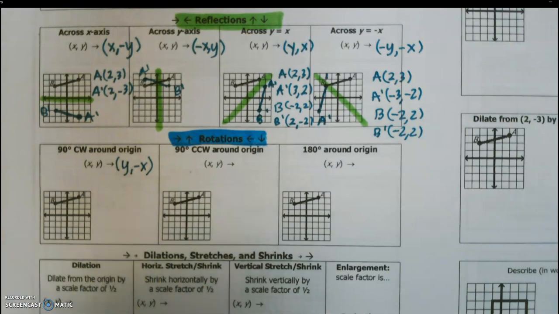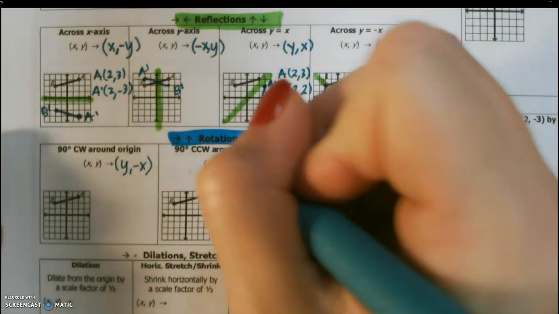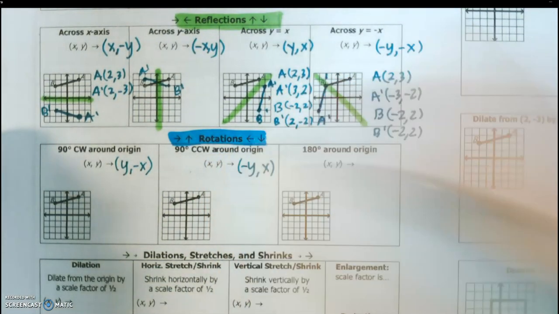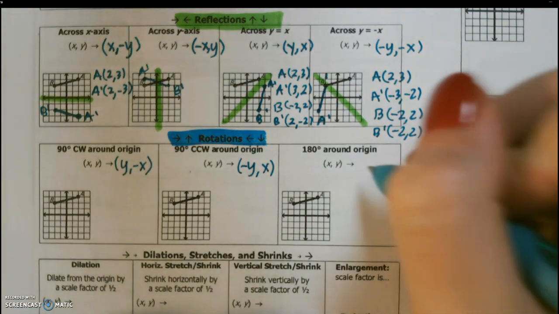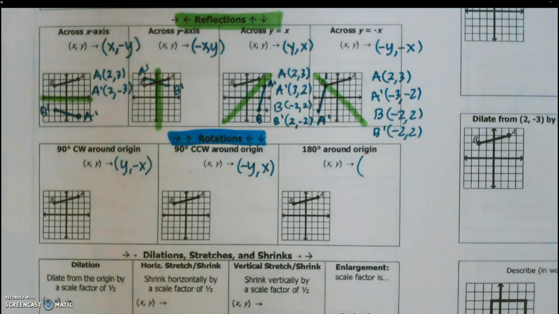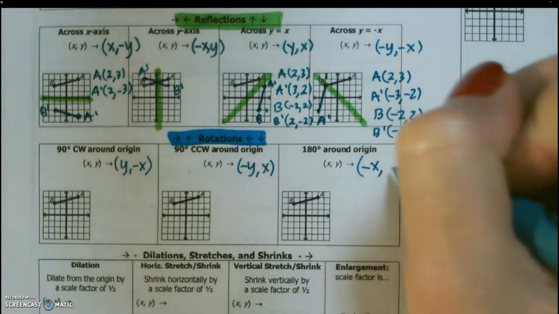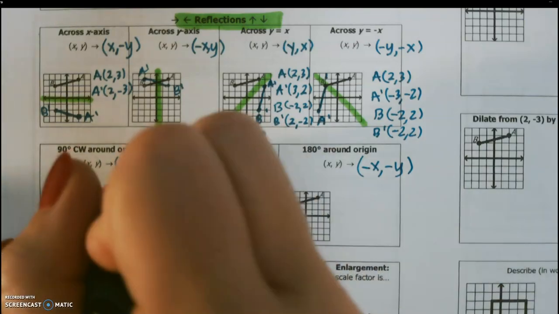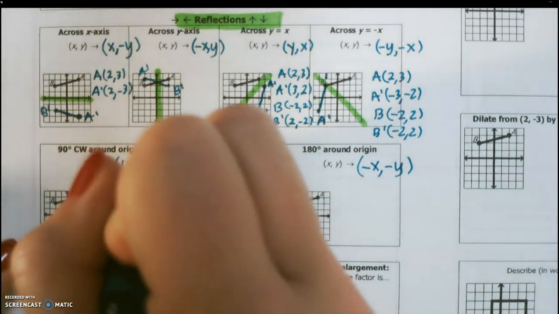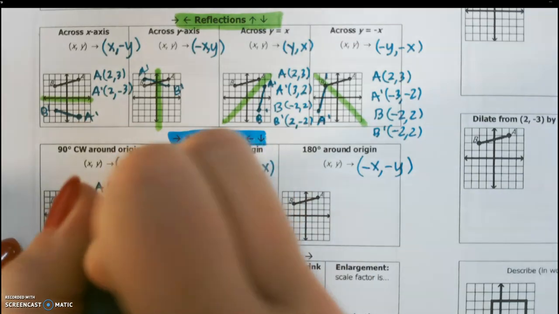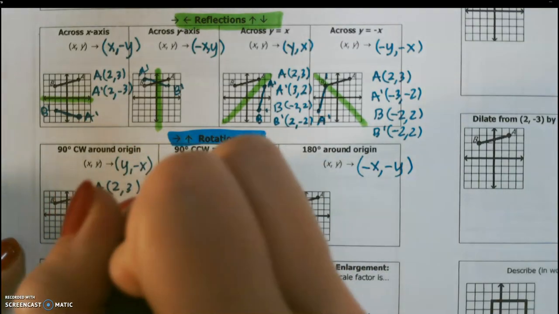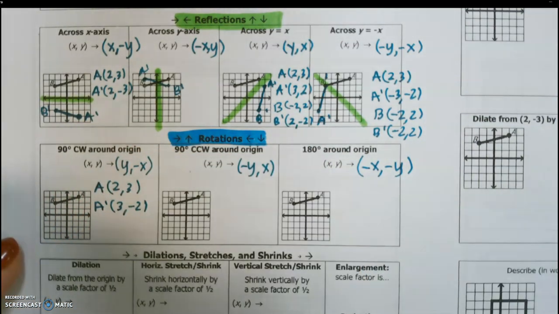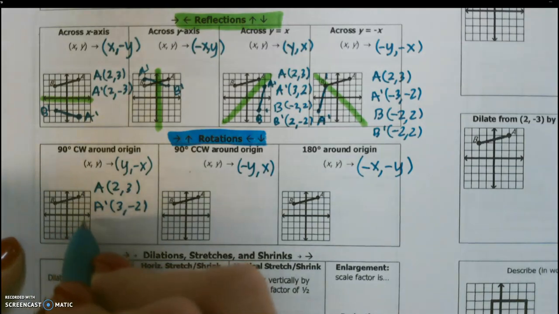Okay, going 90 degrees counterclockwise is going to give you negative Y comma X. And then rotating 180 degrees around the origin is going to give you negative X comma negative Y. Okay, now let's just pick a point and apply it. So A is originally at 2 comma 3. If we apply the rule, A prime is going to be at 3 comma negative 2. So 1, 2, 3, 1, 2.